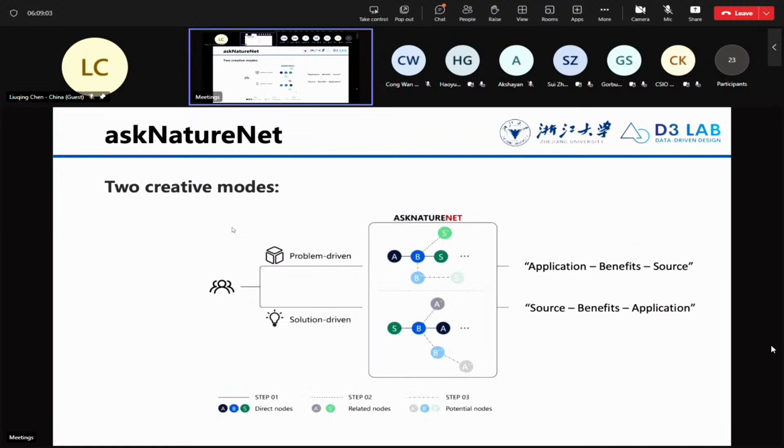There are two creative modes in AskNatureNet. One is problem-driven, in which users follow a retrieval manner from application to benefits to source. Another mode is solution-driven, in which users start from biological source and retrieve knowledge in a reversed way.